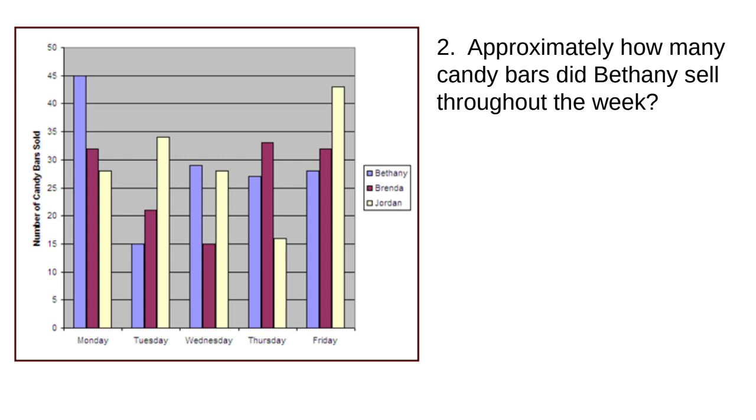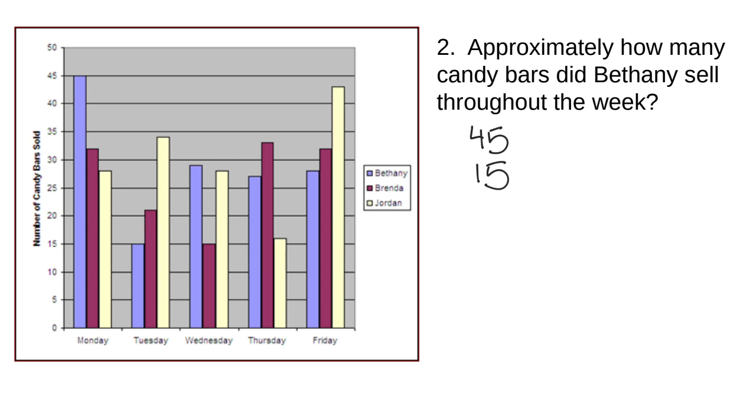Question 2 asks approximately how many candy bars did Bethany sell throughout the week? So Bethany is this purple color, and we're going to have to do a little bit of calculating here. Throughout the week, how many did she sell? Well, on Monday, that bar is up to 45. So on Monday, she sold 45. Let's look at Tuesday. On Tuesday, her purple bar goes up to 15.